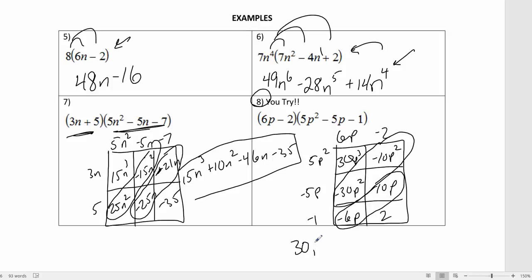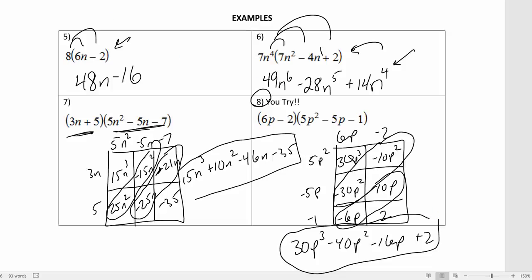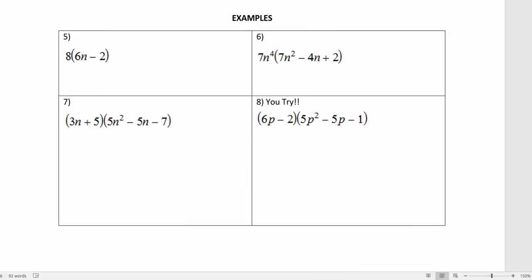We got 30p to the third power minus 40p squared, and then negative 10 and negative 6 is negative 16p, and then a plus 2 at the end. So here's your answer for number 8. All right, that was pretty simple. Let's kind of move on here.